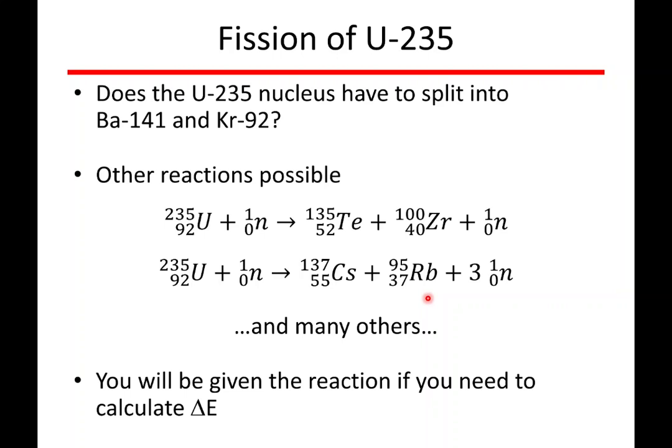So it's not like the only possible products are barium-141 and krypton-92, and that's not the only reaction that is happening. I will say that for exam questions, you'll be told what the reaction is, and you'll be told what all the masses of the products and reactants are so that you can calculate the value of delta E for the reaction. That will be specified to you, and you will not be expected to predict the products of fission reactions, just because there are so many different products that are possible, and it's just not predictable.